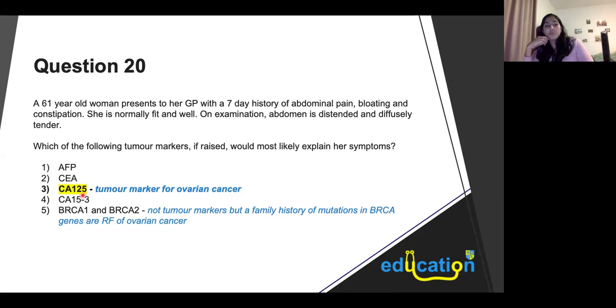And yes, our tumor marker is CA125. So this is something to look out for. GPs have to have a high suspicion and just send off a CA125 if you're worried.